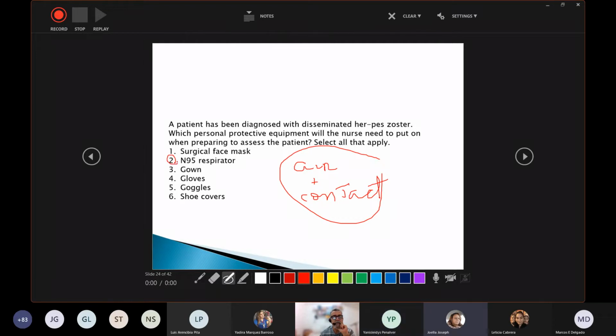So now, based on this knowledge that you have, do you need a surgical mask or N95? N95. Do you need a gown? Yes. Do you need gloves? Yes. You don't need goggles. You don't need shoe covers, because you don't expect a splash for assessing the client. So notice that there is no face mask. Remember that in airborne, you don't use a face mask. You use N95.